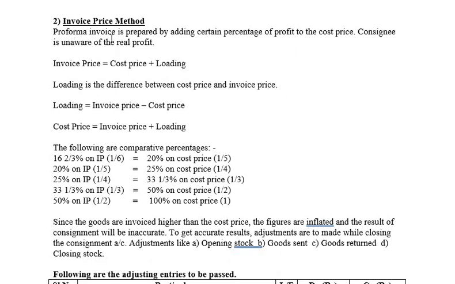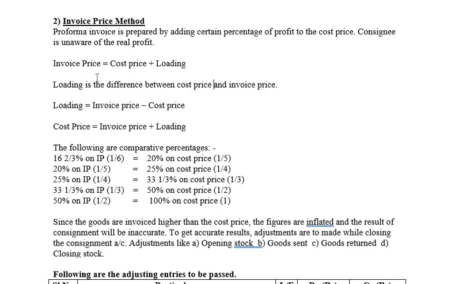Invoice, here the proforma invoice is prepared by adding a certain percentage of profit to the cost price. The consignee is unaware of the real profit. He does not know exactly what the amount of profit is, or what the cost price of the goods is. So he does not know exactly how much profit the consignor is earning.